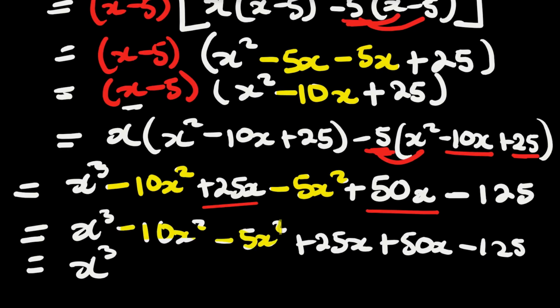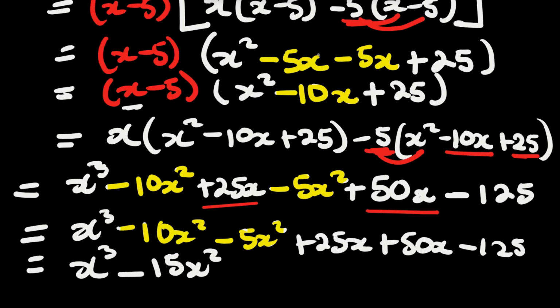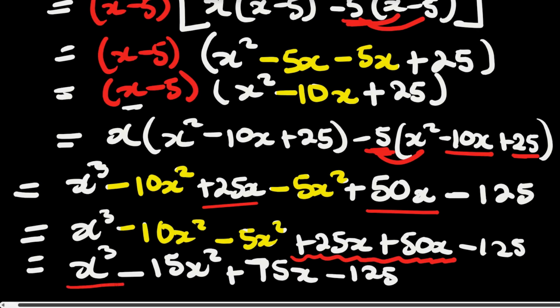Then we deal with these like terms. Negative 10x squared and negative 5x squared give us negative 15x squared. Now moving to this part of the like terms, it's 25x plus 50x. This gives us plus 75x. Then a negative 125. And like this, there's nothing more to be done. This is our final answer.